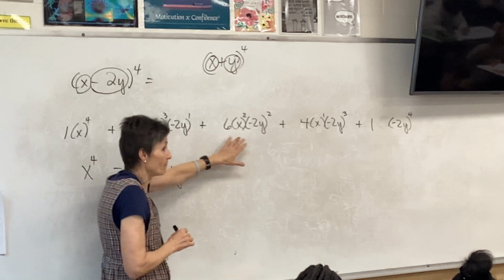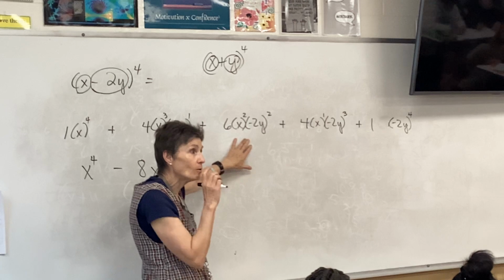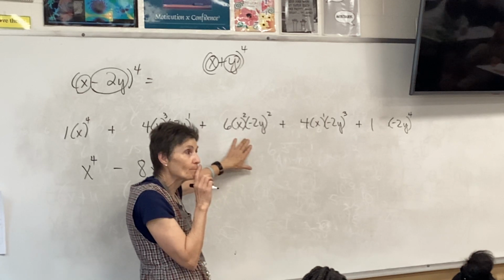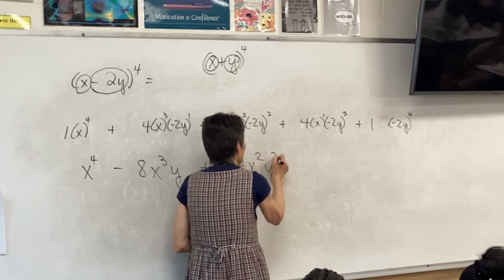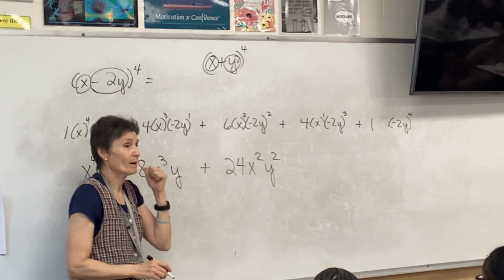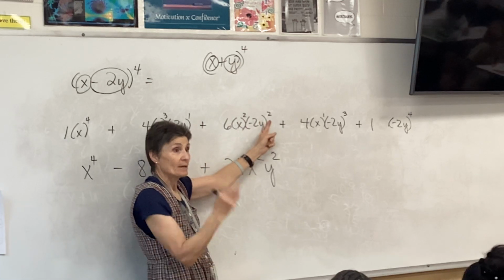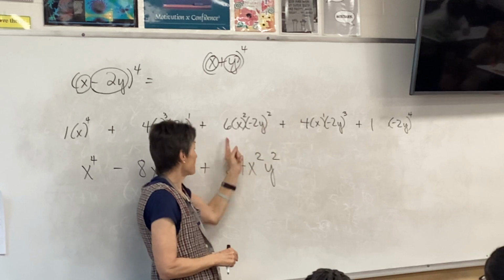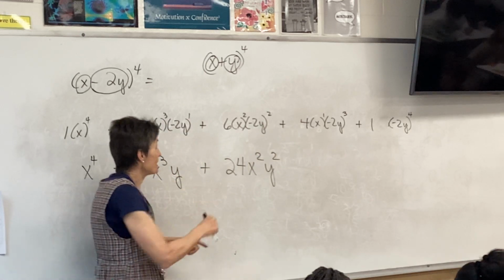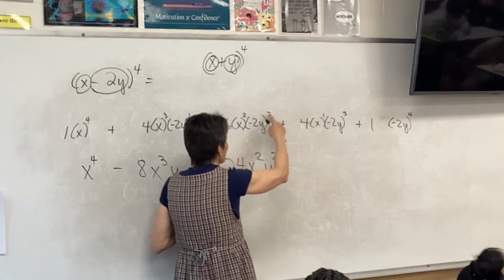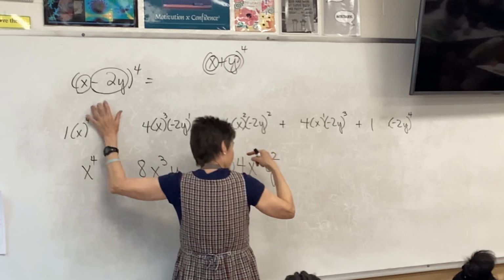Now what's this one going to be? Again, it's all multiplied. Be careful. What is it? Yep, 24 x squared y squared. Why is it positive 24? Because negative 2 squared is 4. And 4 times 6 is 24. These powers go with the entire variable, and the variable is negative 2y.